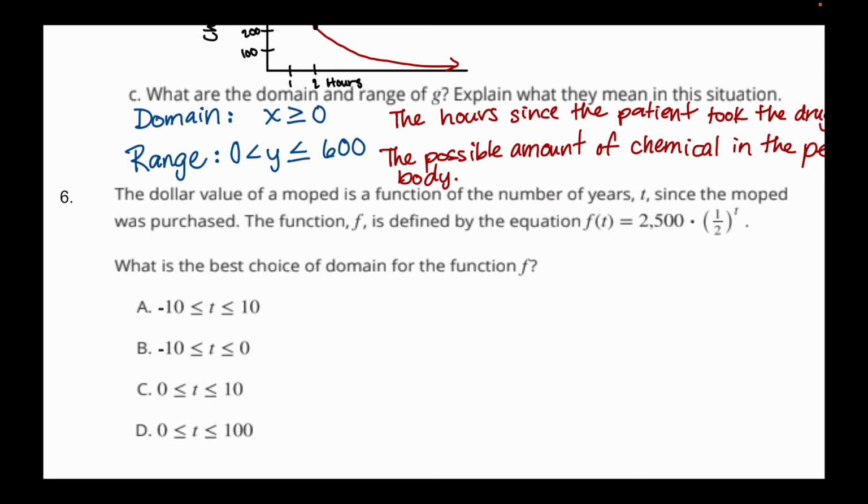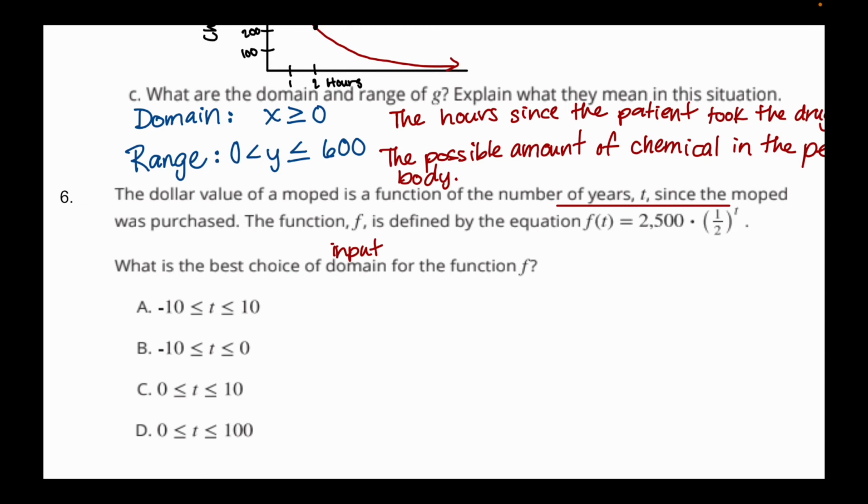So domain always talks about input, and for us, that is going to be the number of years since it was purchased. So number of years. If it was, well, hold on, I'm going to stop myself there real fast. I like to ask myself a couple questions when I'm asking about, do certain numbers make sense? So I always like to think, can I use 0? Can I use negatives? And can I use fractions? So in this case, if it's years since the moped is purchased, I can use 0.